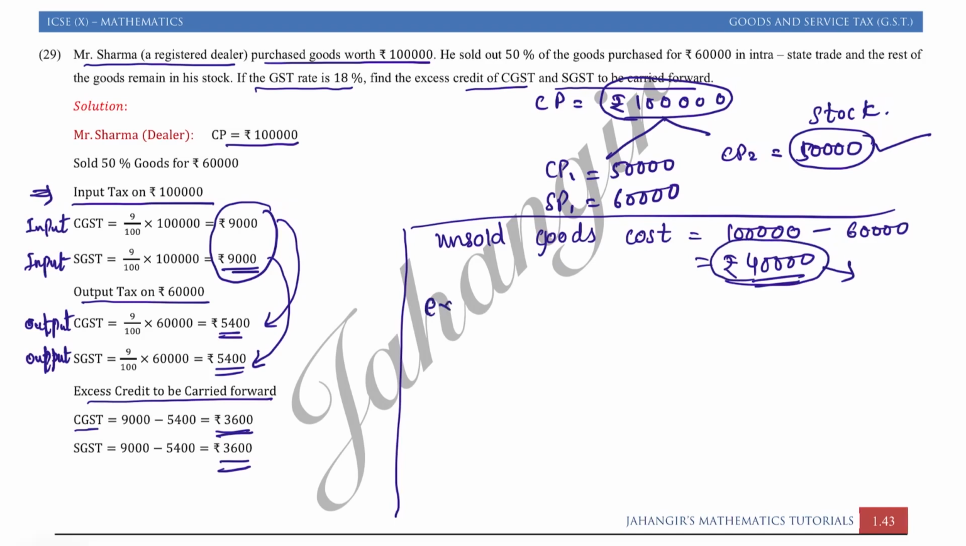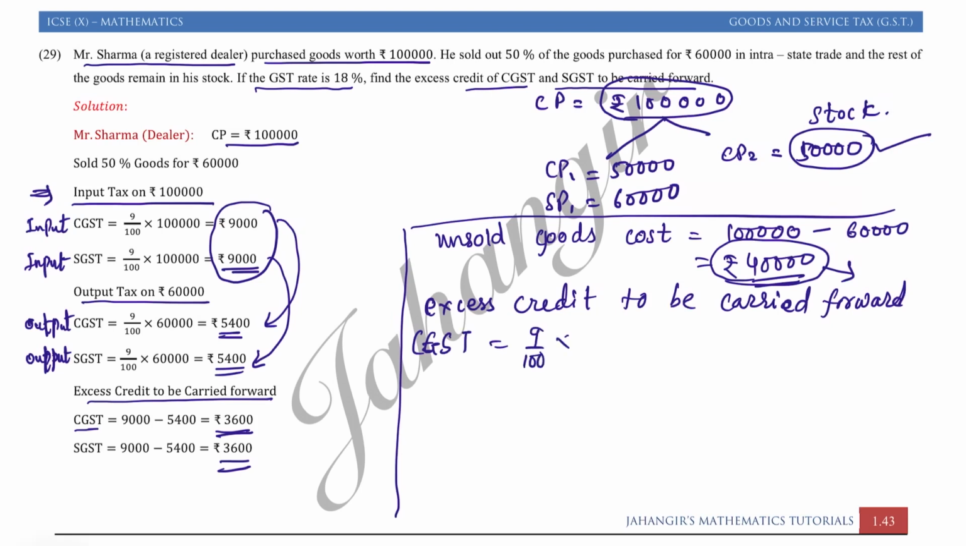So excess credit to be carried forward is CGST 9% of 40,000. Whatever goods he had not sold, whatever cost of goods he had not sold, you can find excess credit on that. That is rupees 3600. SGST, you can again write 9% of unsold good, rupees 3600.